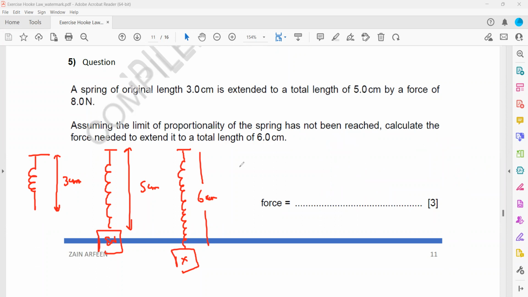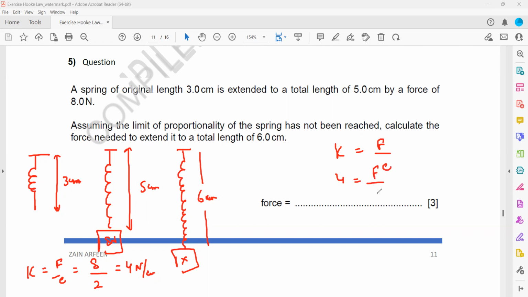We'll find the value for the spring constant by using the formula: spring constant is force divided by extension. The force is 8 and the extension is 2, so the spring constant is 4 Newton per centimeter. After getting the spring constant, we again use the same formula, spring constant is force divided by extension. Because the spring obeys Hooke's law, the spring constant is 4.